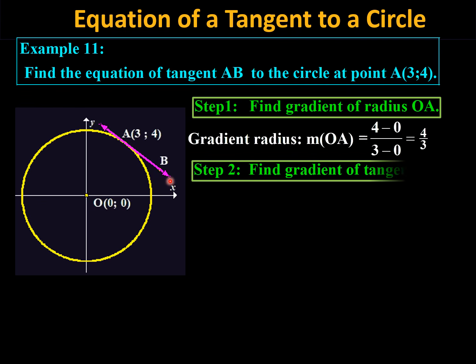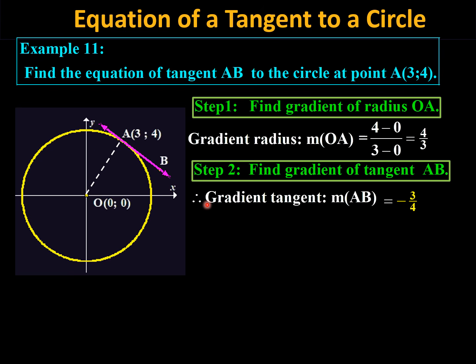Now I need to find the gradient of the tangent. Because it's perpendicular, if the radius has a positive gradient, the tangent will have a negative gradient. So that will just be negative 3 over 4. Right? Just straight from there, positive, that's negative. 4 over 3, you just find the reciprocal, 3 over 4. They're not identical.